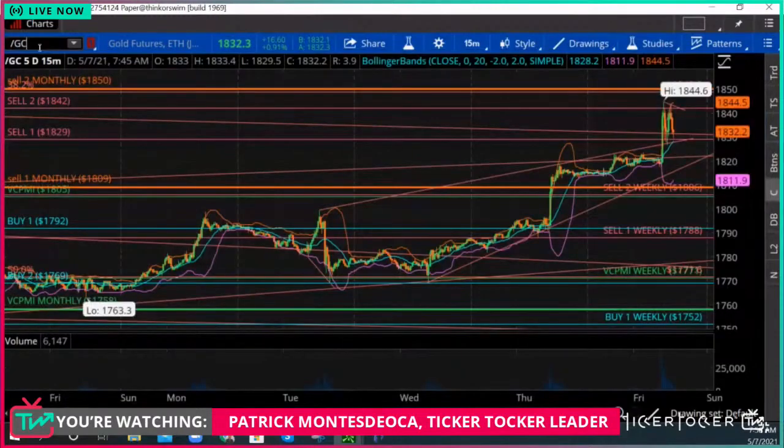What I'm showing you here is how I'm using the short-term gyrations in the market to trade and generate liquidity short-term and continue to add to my long-term positions.